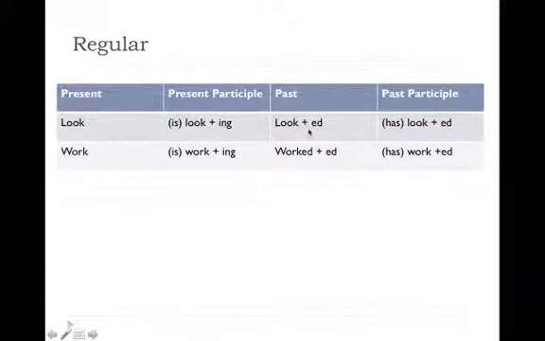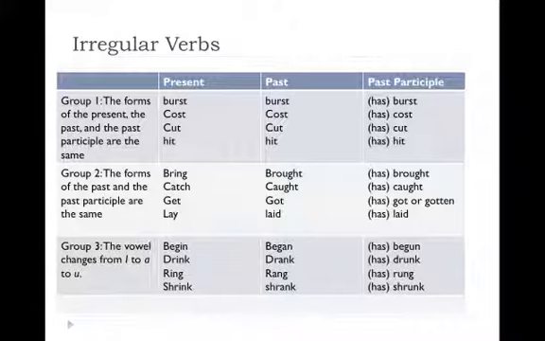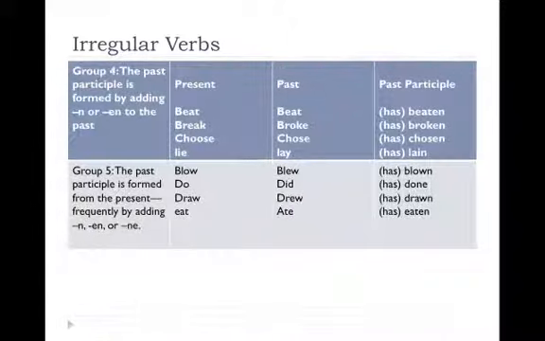Now there are many different types of irregular verbs, and we can group them off in specific categories. Some of the irregular verbs form the forms of the present, the past, and the past participle are all the same, whereas others are going to differ. Review this chart for many different examples of irregular verbs. Once again, more examples of irregular verbs.